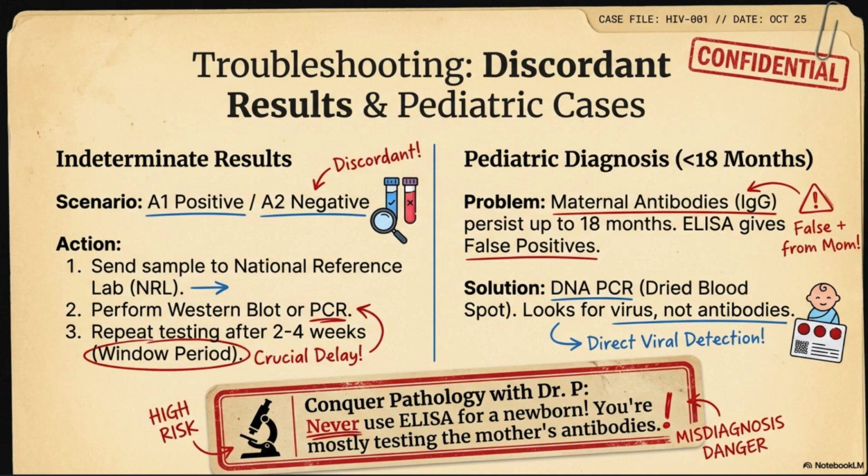We have a special case file, pediatric diagnosis, that is for diagnosis of children less than 18 months. The problem here is the baby has the mother's IgG antibodies. If you use ELISA, it will come back positive even if the baby is not infected. That is a false positive. Solution here is do not look for the antibody, look for the suspect directly. We use DNA PCR on a dried blood spot. Never use ELISA for a newborn.